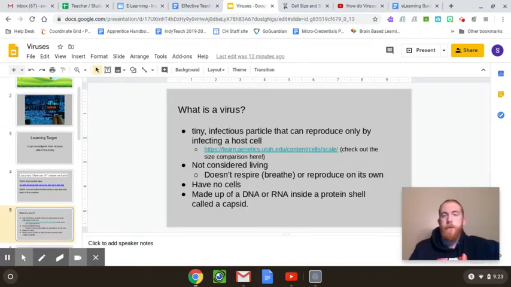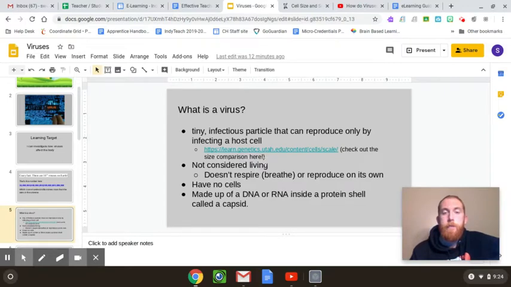All right, so we're going to jump into this now. So what is a virus? A virus is a tiny infectious particle that can reproduce only, big if there, only if it's infecting a host cell. So that's important to remember.